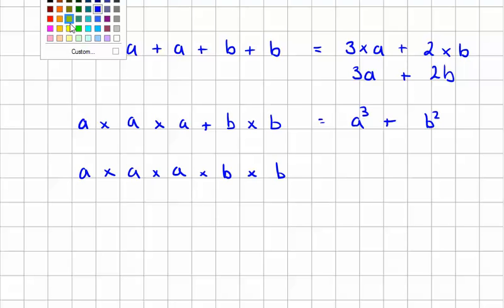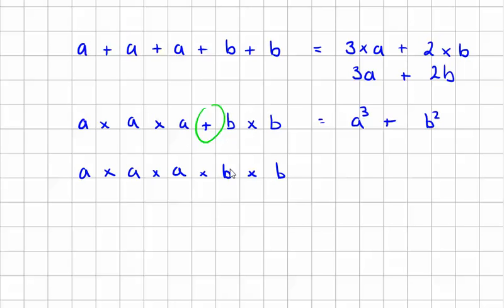And then if I were to write A times A times A times B times B, there's a big difference there: that's a plus, that's times in the middle. So it'd be A cubed times B squared. With algebra, this could actually be written as A cubed B squared. We could write it like that, and that's what that would mean.